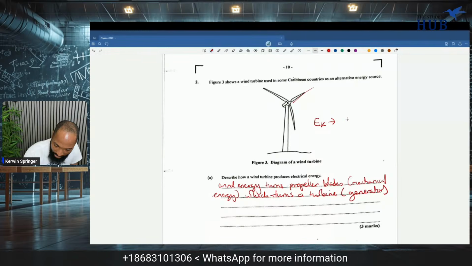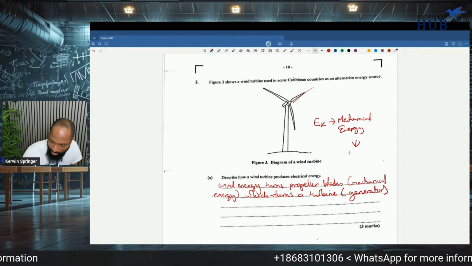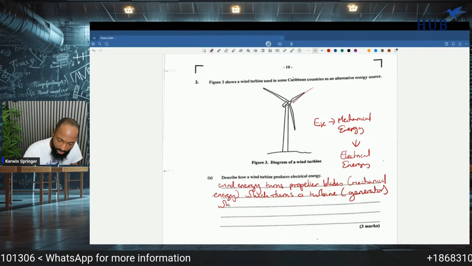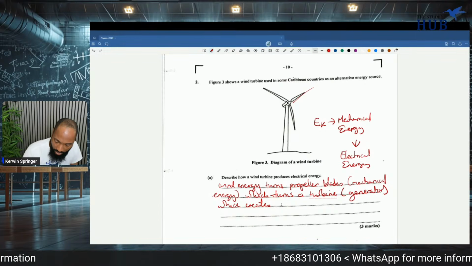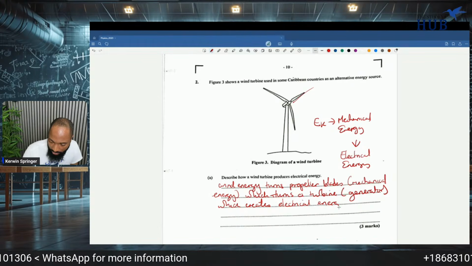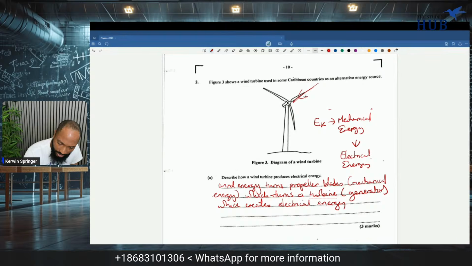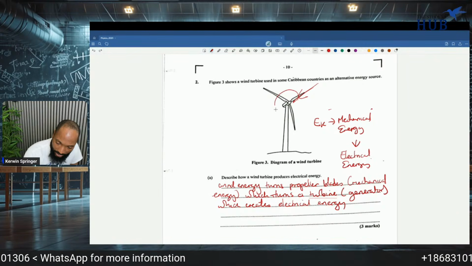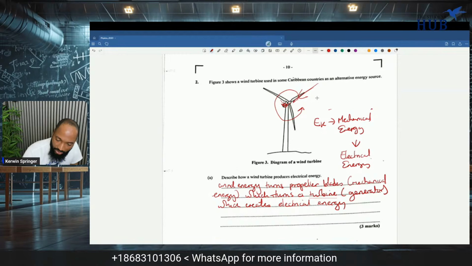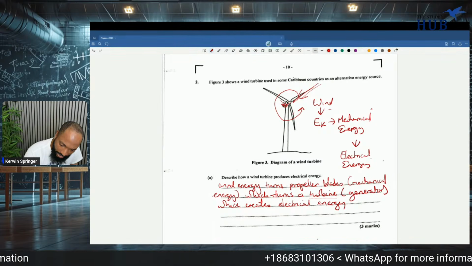So we have EK, kinetic energy, to mechanical energy in the gears into electrical energy, which turns the turbine generator, which creates electrical energy. How many marks? 3 marks. So I think they want the 3. I think they want EK, mechanical energy, electrical energy. They want the wind. They want the turbine. They want the propeller blades, and the one that is connected to the turbine, and the turbine generates electricity. So I will go with wind to kinetic energy of the propeller blades to mechanical energy in the turbines to electrical energy.